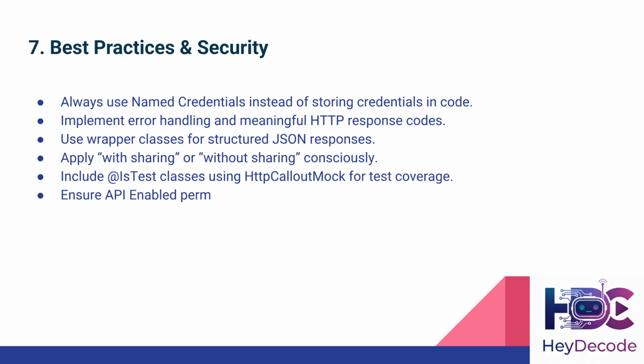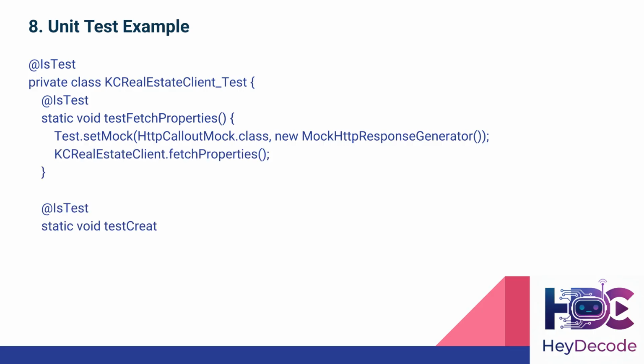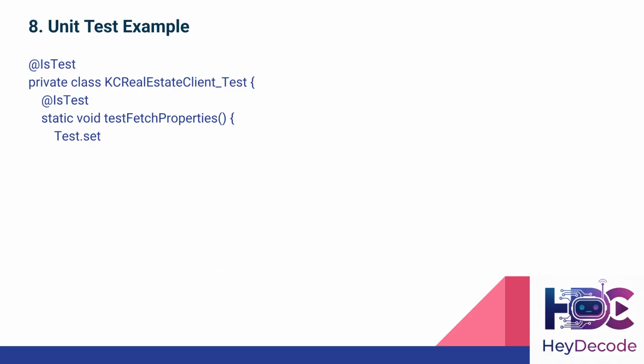Best practices for security include using named credentials, implementing robust error handling, utilizing wrapper classes for JSON responses, and consciously applying sharing rules. Ensure API-enabled permission and include @IsTest classes. This unit test example for KC Real Estate Client demonstrates how to test fetch properties and create property methods. It uses Test.setMock with HttpCalloutMock.class to simulate HTTP responses for effective testing.